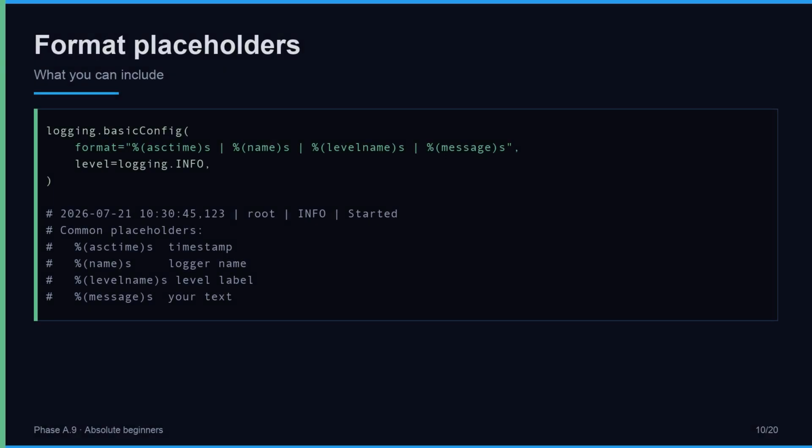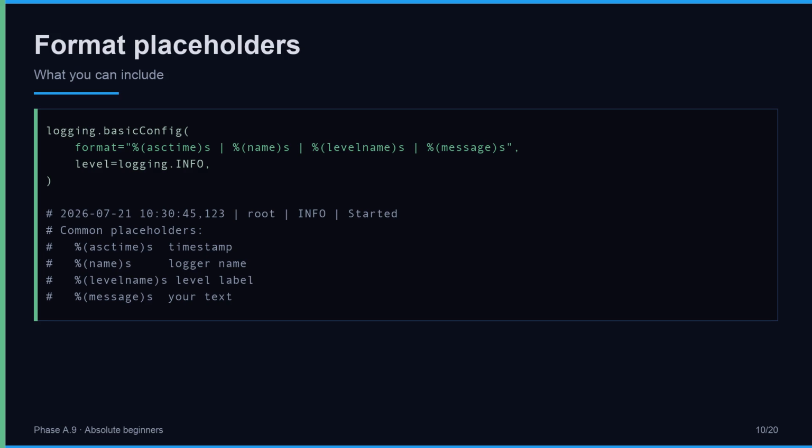One-time setup. Format placeholders let you control each line. Time adds a timestamp. Name is the logger name, which becomes useful when you have multiple modules logging at once. Level name is the level, like info or warning. Message is your text. Separate them with pipes, commas, or spaces, whatever your team prefers. A consistent format makes log files easy to scan when something goes wrong.